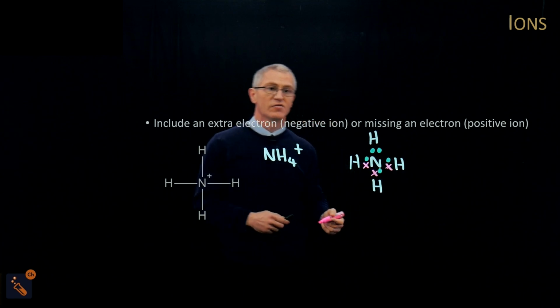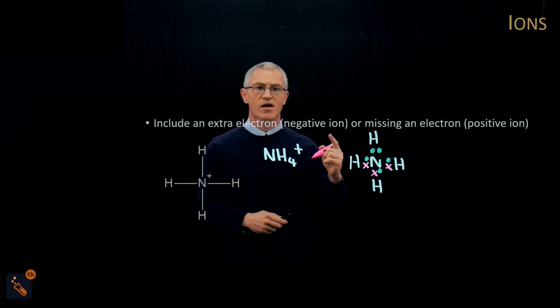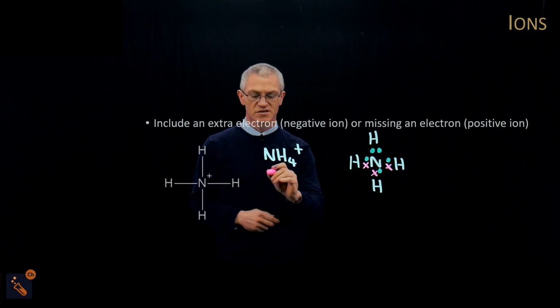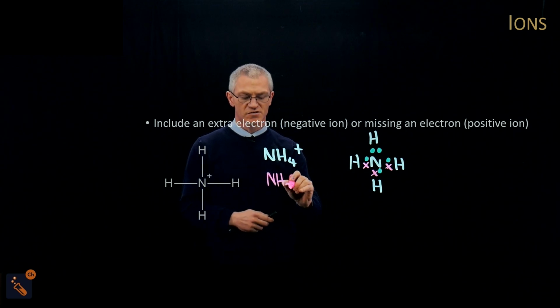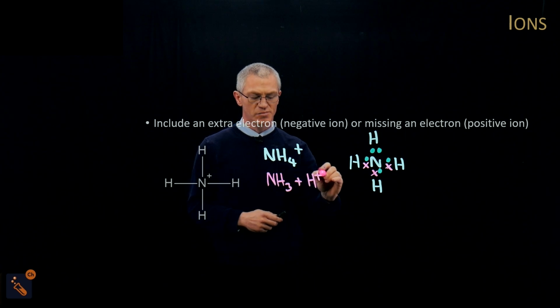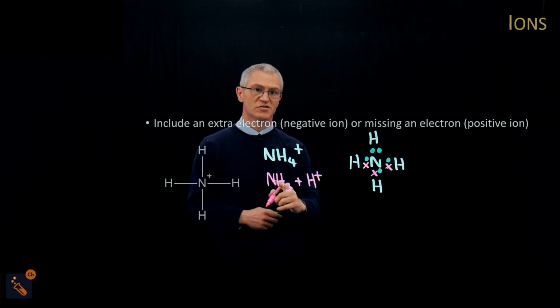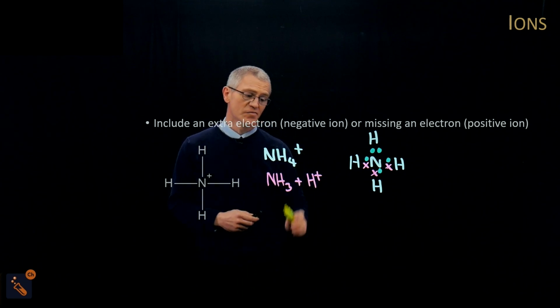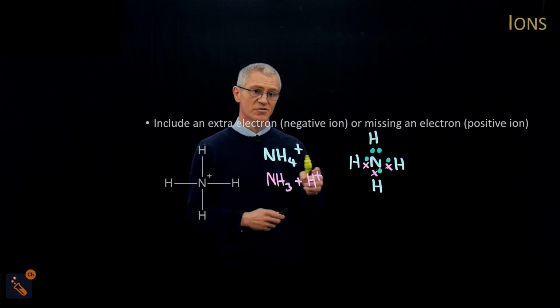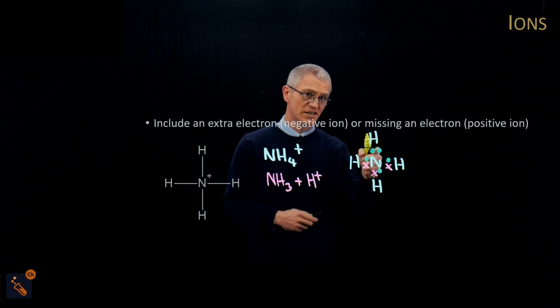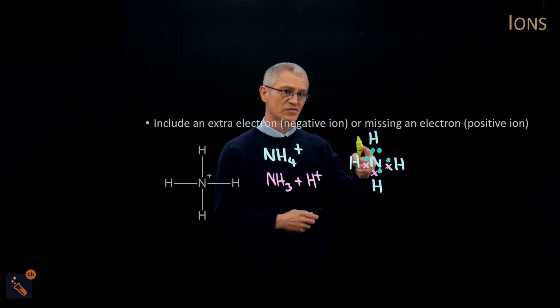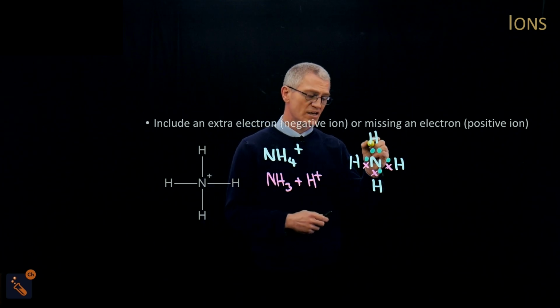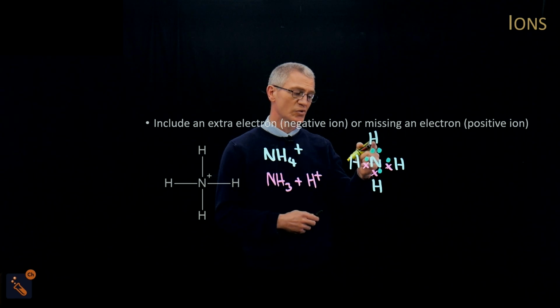Now, ammonium comes from ammonia, which is NH3. So if I say NH3 plus H+, if you join those two together, you will get ammonium. If you get ammonium that way, that hydrogen has no electrons at all, and what it does is form a dative covalent bond. You may have seen this in another video, but this is a dative covalent bond.